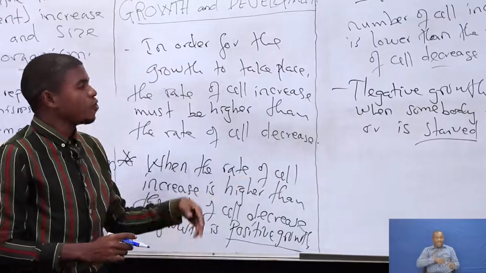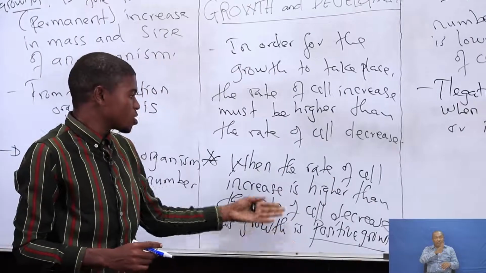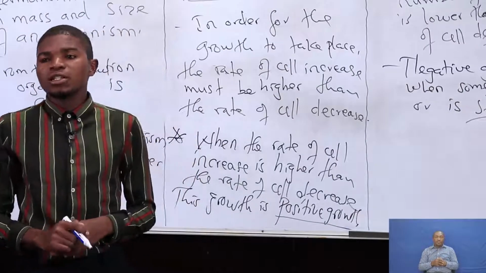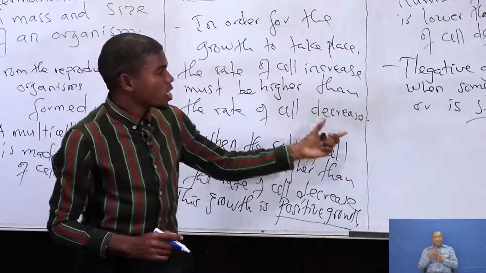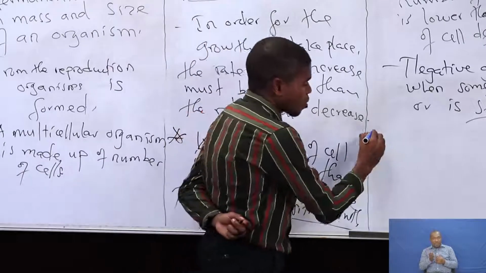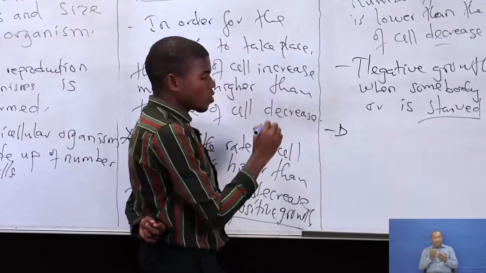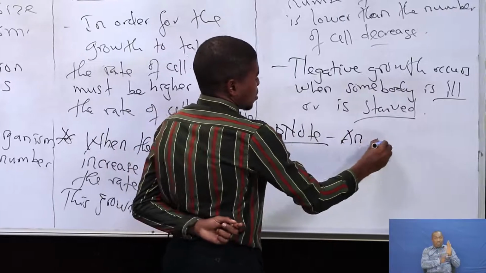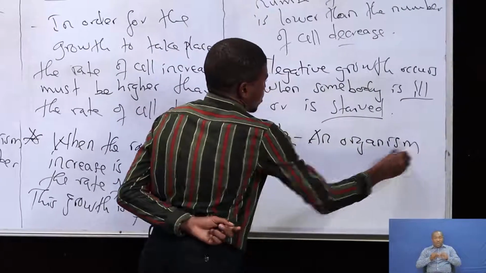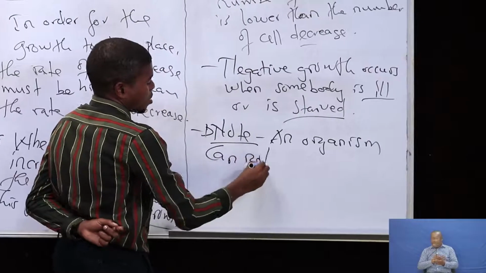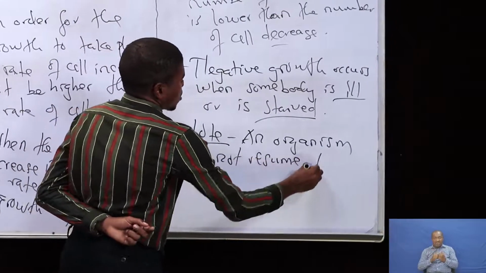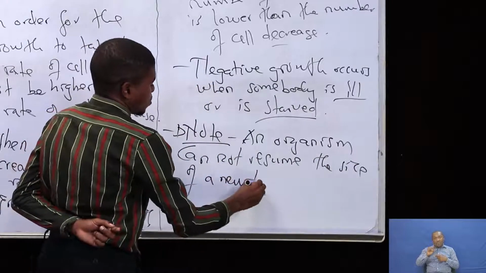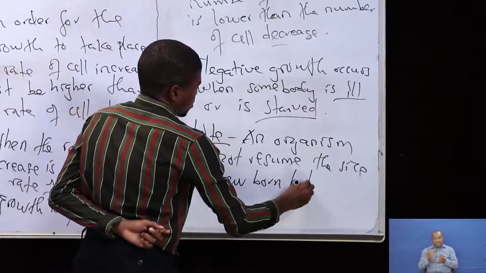So that is negative and positive growth. A positive growth occurs when the rate of cell increase becomes higher than the rate of cell decrease. But we can take note, no matter when the negative growth occurs, an organism cannot resume the size of a newborn baby.